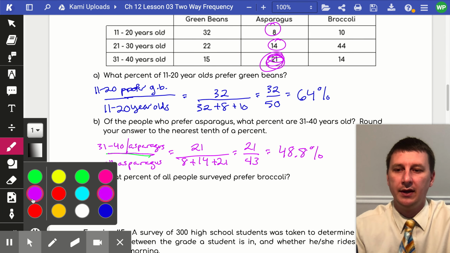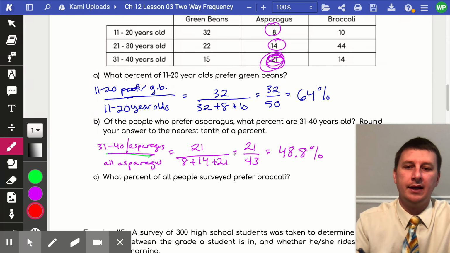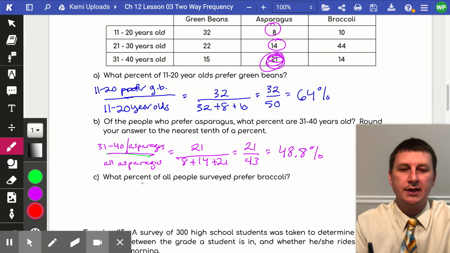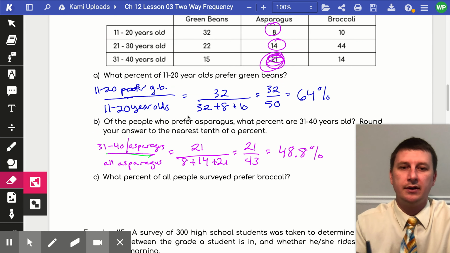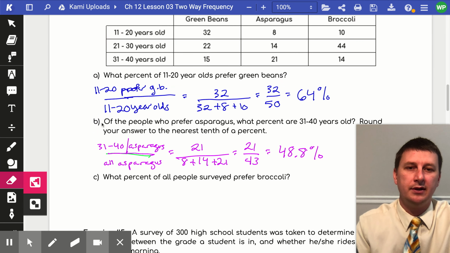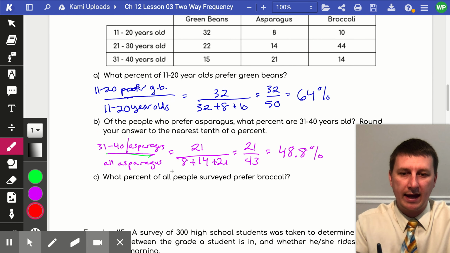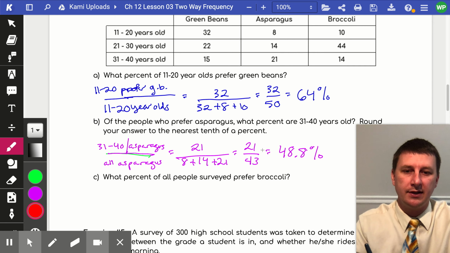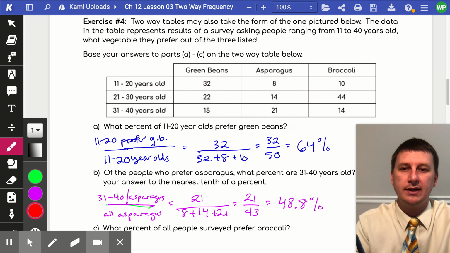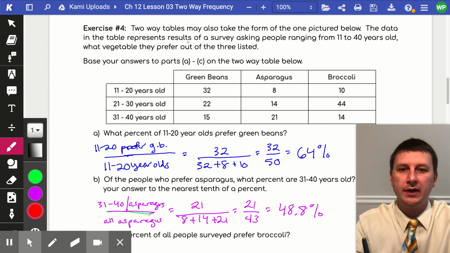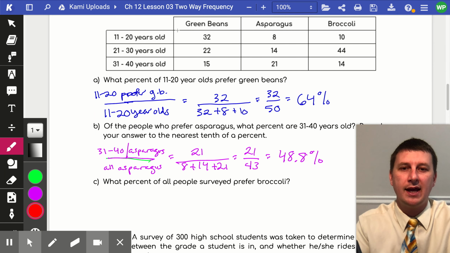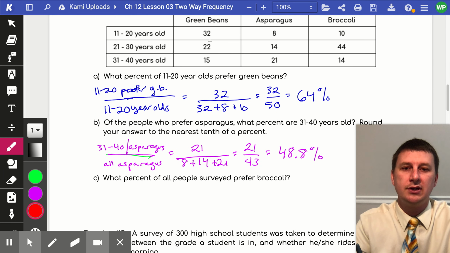All right. And finally, let's take a look at part C, where it says what percent of all people surveyed prefer broccoli. So let's get rid of this scribbling up here so we can have a nice clean table to work with. We have what percent of all the people surveyed. So we're going to need to know how many people were surveyed. Do they tell us? It does not tell us how many total people were surveyed, so we're actually going to have to add up all of these numbers.